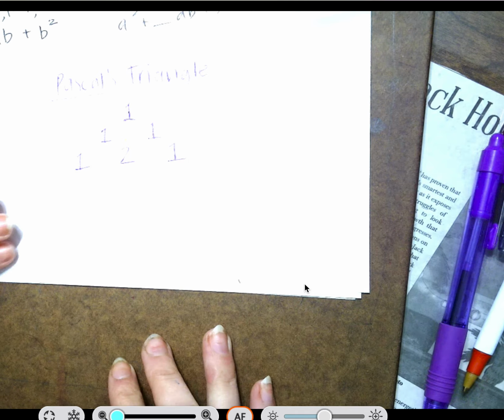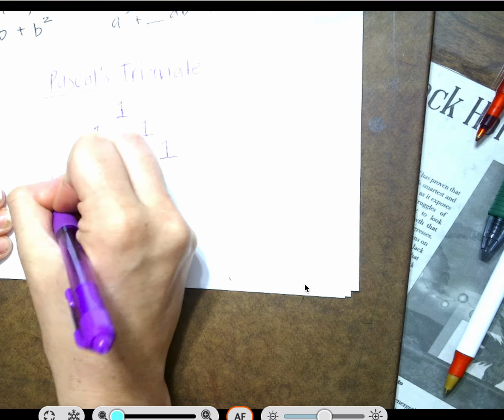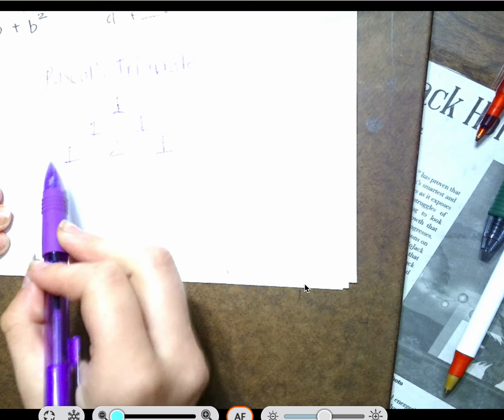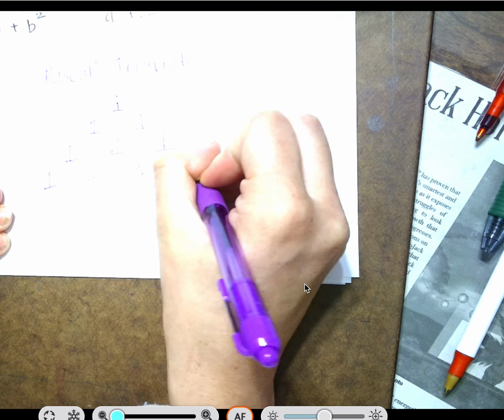So you want to go down to your next part of the triangle. Put your 1s on the outside once again. 1 plus 2, 3. 2 plus 1, 3. 1s on the outside again.